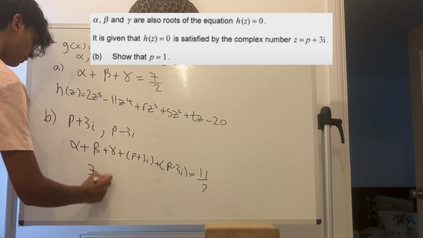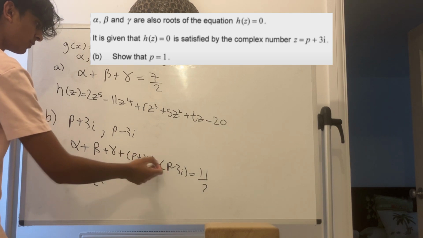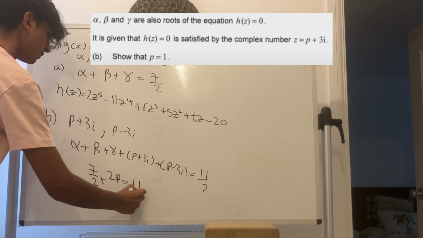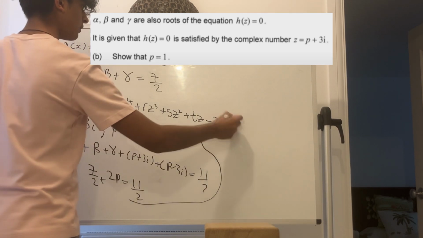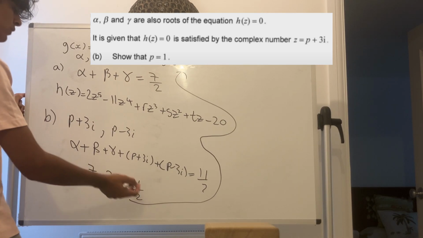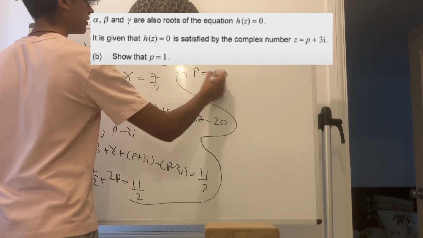So 7 over 2 plus, this is p plus p, 2p, 3i minus 3i is just 0. So 7 over 2 plus 2p is 11 over 2. And that means 2p is 11 over 2 minus 7 over 2, which is 4 over 2. 2p is 4, so p is 1 as required.